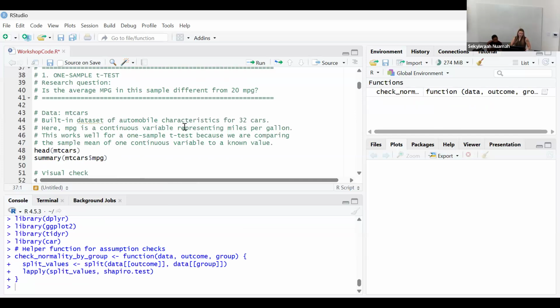Okay, so let's go ahead and start by looking at an example where we would use a one sample t-test. All the data that we're going to use in this workshop is already built into R, so it'll just be called throughout the code, so you don't have to worry about uploading anything.